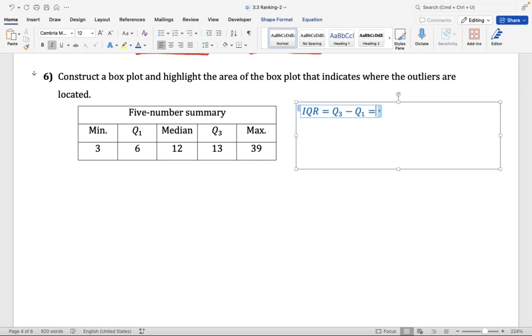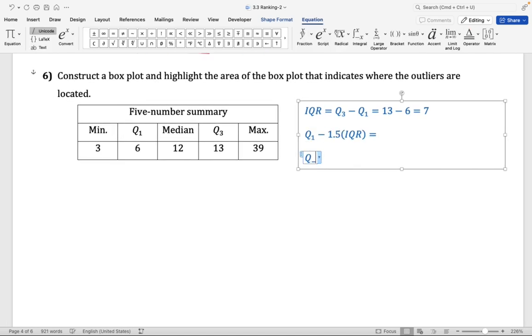In this case, Q3 is 13 and Q1 is 6. 13 minus 6 is equal to 7. Now that we have the IQR, we can find Q1 minus 1.5 times the IQR and Q3 plus 1.5 times the IQR. Q1 is 6, so we should have 6 minus 1.5 times the IQR, which is 7. Again, here we're going to take 6 minus 1.5 times 7. This should give you negative 4.5.